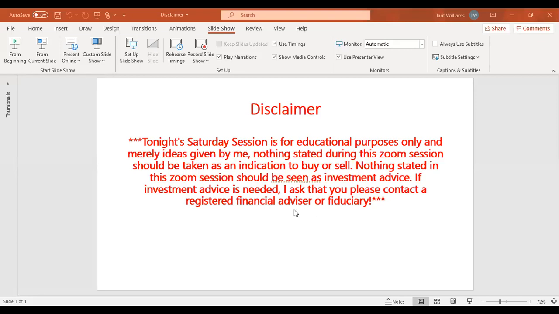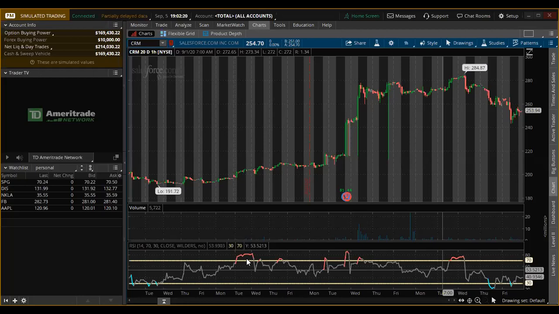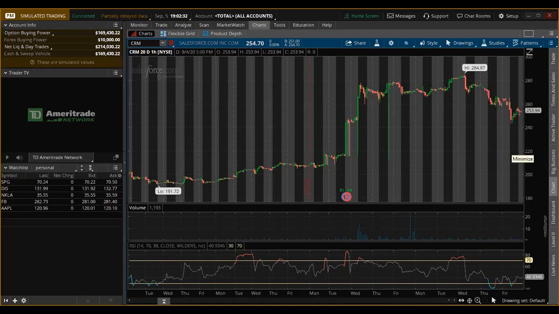All right, so I'm gonna go ahead and share my Thinkorswim. Let me know if y'all can see that. Okay, perfect. All right, so understanding charts. I'm going to break it down on how I actually set up my charts.